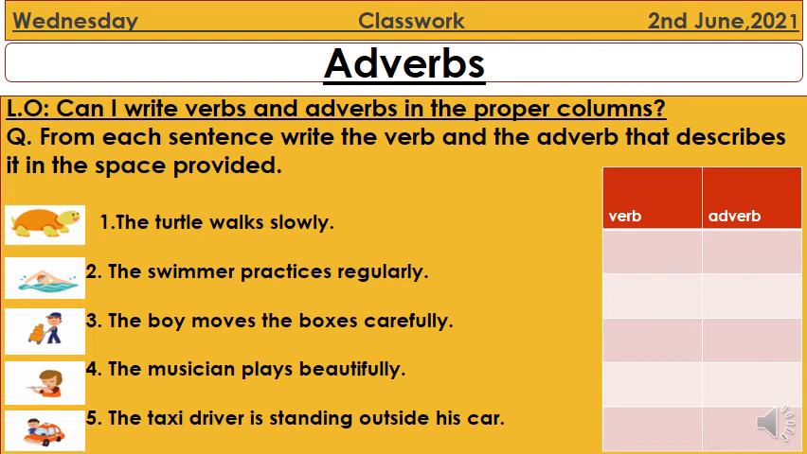Come to number 4. The musician plays beautifully. Pick up the verb and the adverb and write appropriately. Now come to the last and number 5th sentence. The taxi driver is standing outside his car. So pick up the action word, the verb, and the adverb that describes the verb and write separately. The work is so simple. You can do it. Do it quickly. I'm waiting for it.